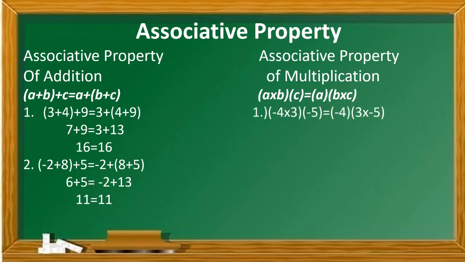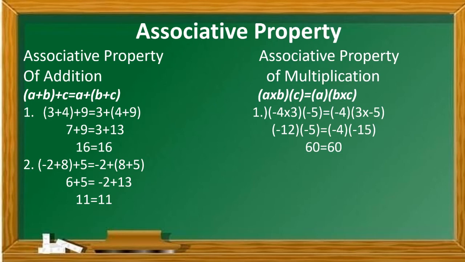The quantity of negative 4 times 3, multiplied to negative 5, equals negative 4 multiplied by the quantity of 3 times negative 5. Negative 4 times 3 is negative 12, times negative 5, is equal to negative 4 times the product of 3 and negative 5, which is negative 15. So, the result is 60 equals 60.